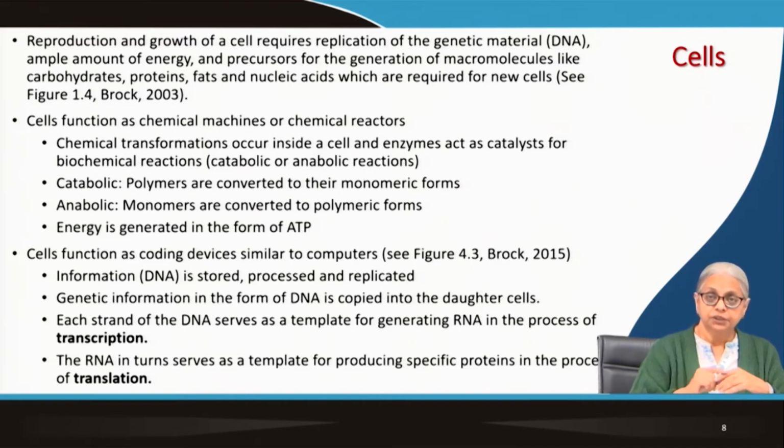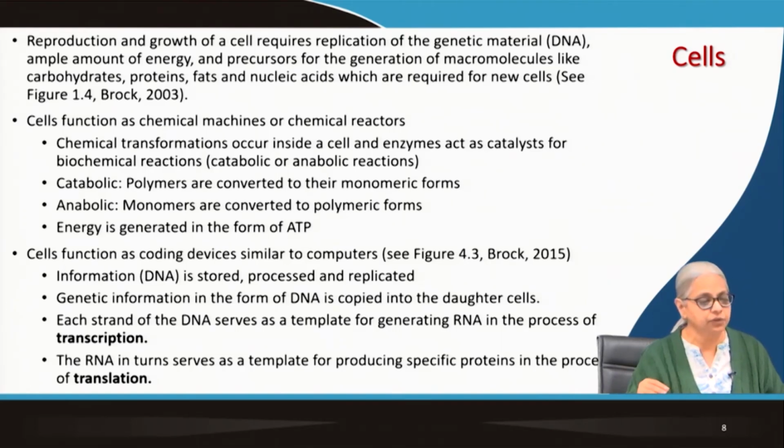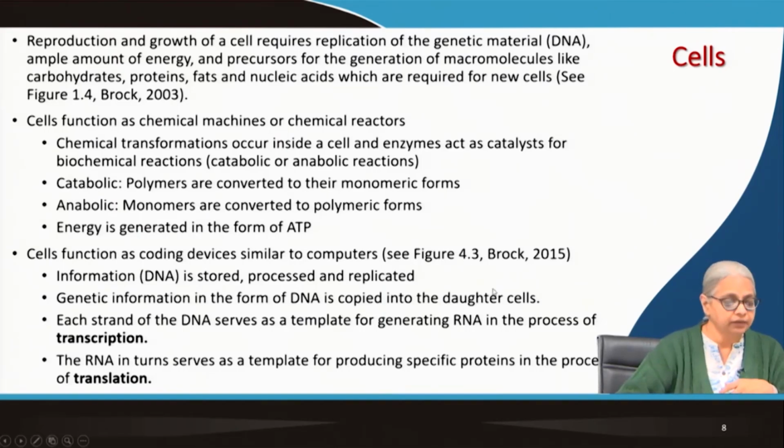You know that the DNA is a double-stranded molecule, it's a helical structure, and each strand of the DNA is going to serve as a template for generating RNA. Now there are three types of RNA: messenger RNA, transfer RNA, and ribosomal RNA. These three different types of RNA are going to do different parts of the process. You can refer to the textbook. I have given references to figures in the textbook. You can refer to them.